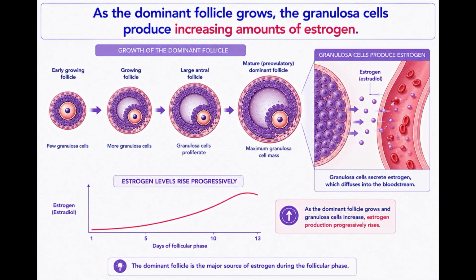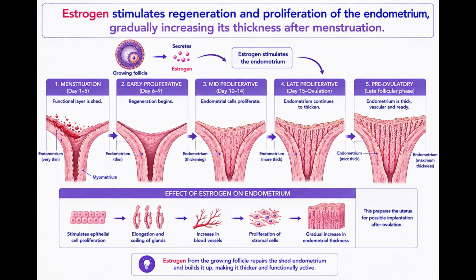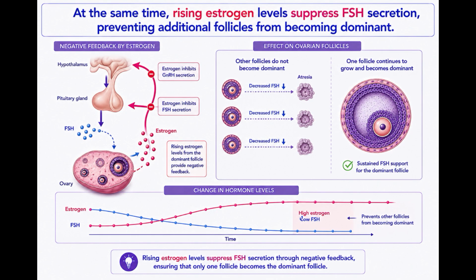As the dominant follicle grows, the granulosa cells produce increasing amounts of estrogen. Estrogen stimulates regeneration and proliferation of the endometrium, gradually increasing its thickness after menstruation. At the same time, rising estrogen levels suppress FSH secretion, preventing additional follicles from becoming dominant.